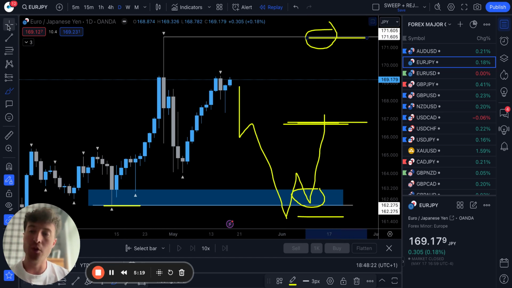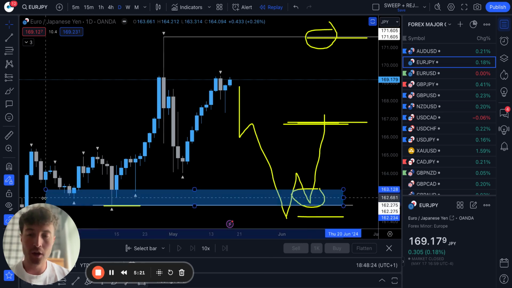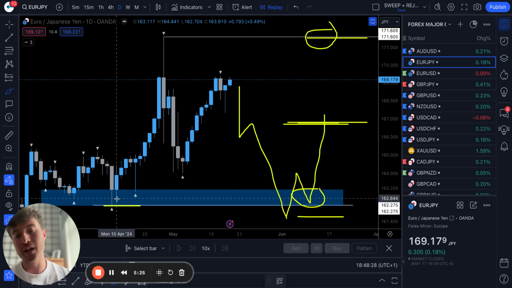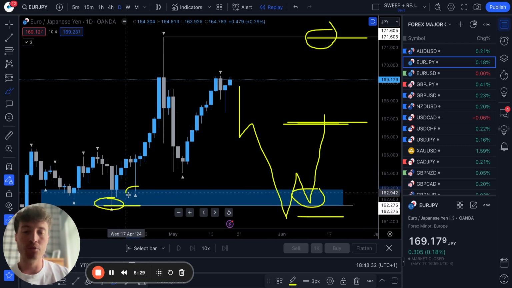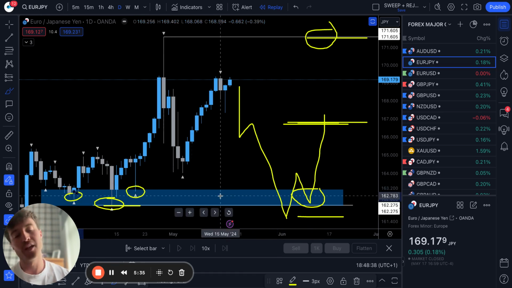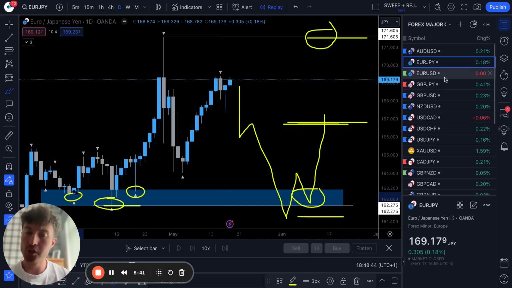But yeah, there's not too much going on here with Euro JPY. Why is this a very strong level? Well, it's a weekly fractal, and you can see clearly this is being respected. 1, 2, 3, sort of 4 touches there. So this is the key level, guys. 162, 500 area. Okay. So that's Euro JPY.